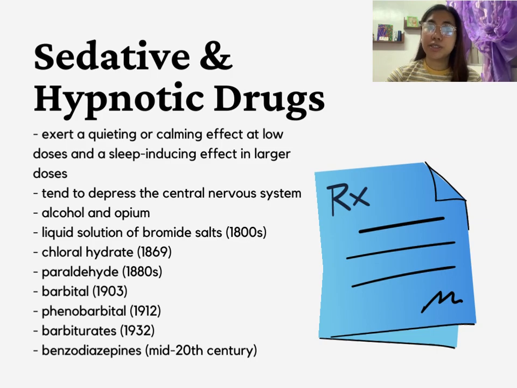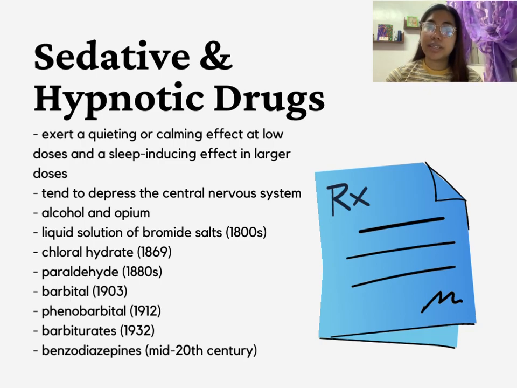The first substance introduced specifically as a sedative and as a hypnotic was a liquid solution of bromide salts, which came into use in the 1800s. Chloral hydrate, a derivative of ethyl alcohol, was introduced in 1869 as a synthetic sedative hypnotic. Paraldehyde was introduced into clinical medicine in the 1880s and was followed by the synthesis of barbital in 1903. Phenobarbital became available in 1912 and was followed during the next 20 years by a long series of other barbiturates.